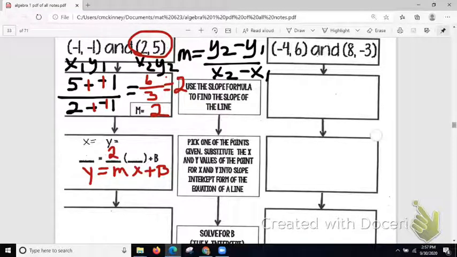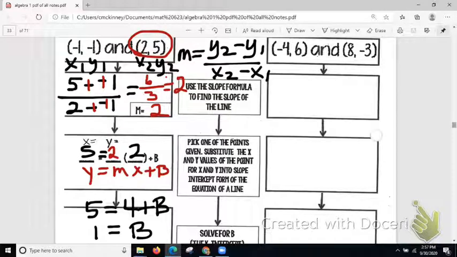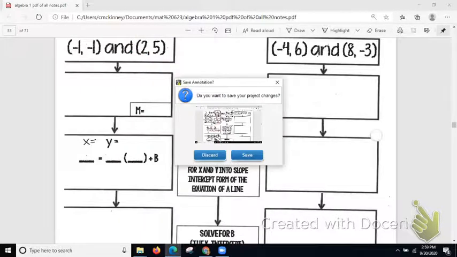So I'm going to put the 5 here, because remember it's y is equal to 2 times x plus b, and x is 2. So 5 equals 2 times 2 plus b. So 2 times 2 is 4. When I subtract 4 on both sides, I get that b is 1. So we found out that m is 2 and b is 1. Now I'm going to use those 2 pieces of information to write my equation. So m is 2 and b is 1.